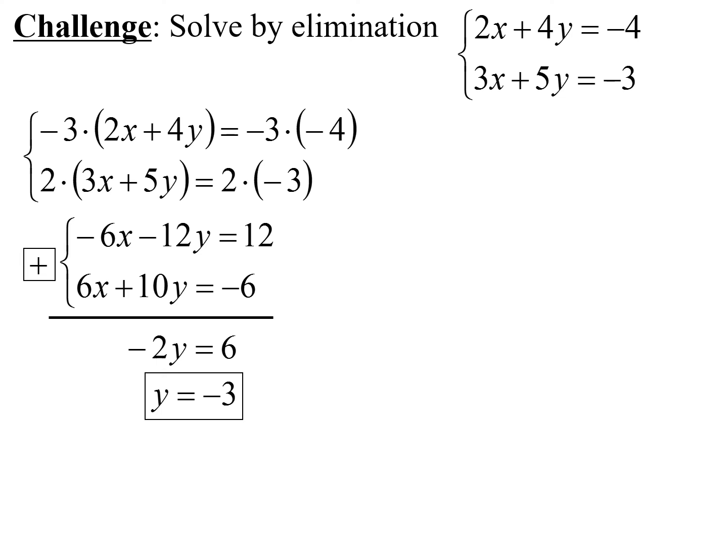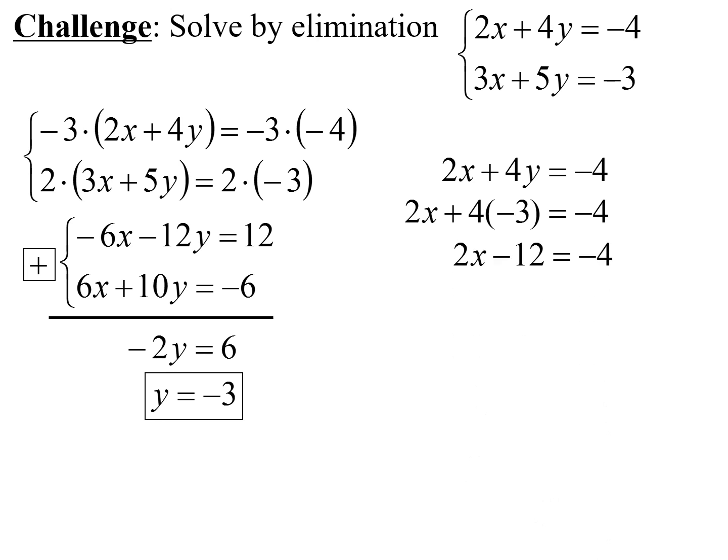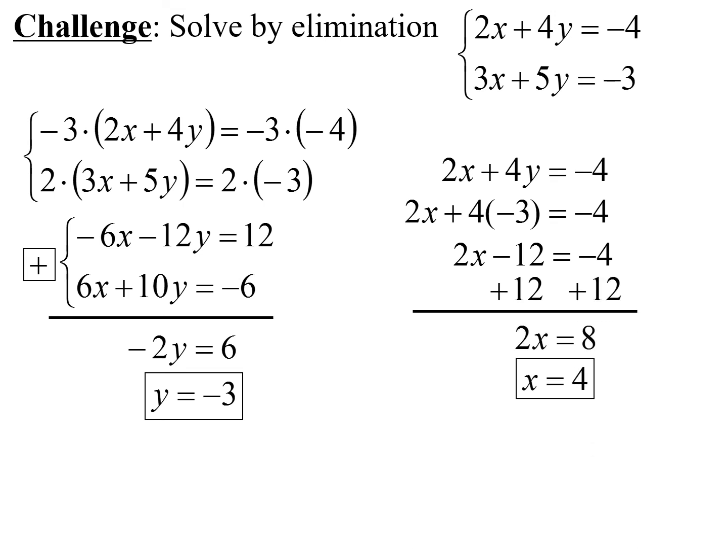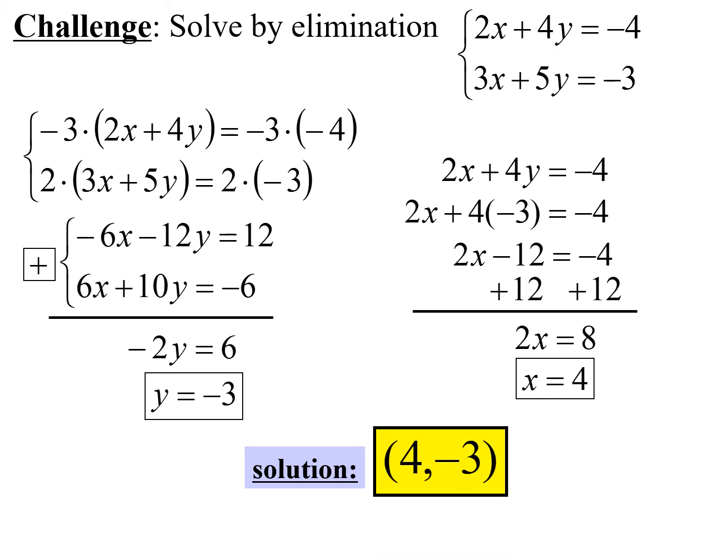So now when I go to substitute in the value of y to solve for x, I'm going to choose an original equation. So I'm looking back at my original system and I'm going to choose the first equation, 2x plus 4y equals -4. I'm going to substitute -3 in for y. So I get 2x plus 4 times -3 equals -4. 4 times -3 is -12, so we get 2x minus 12 equals -4. Add 12 to both sides, we get 2x equals 8, divide both sides by 2, and I get x is equal to 4. So my solution is 4, -3.